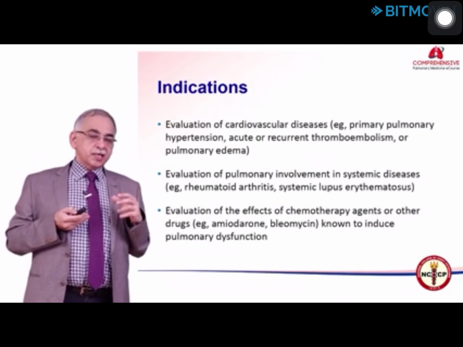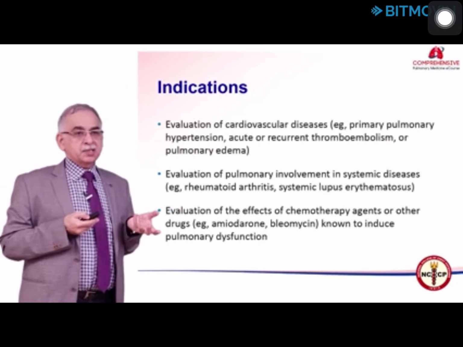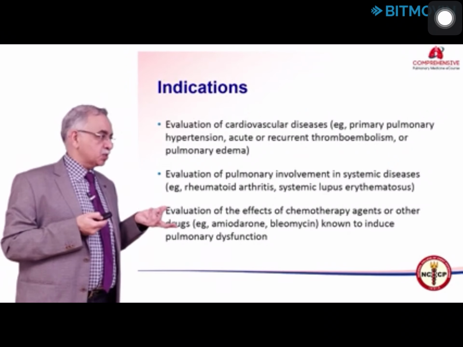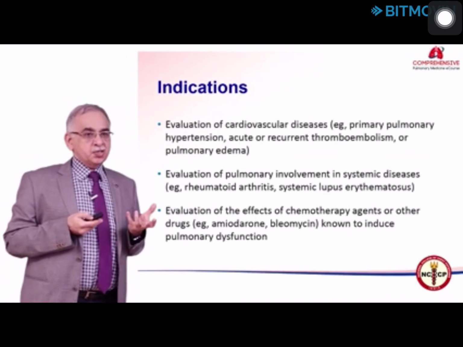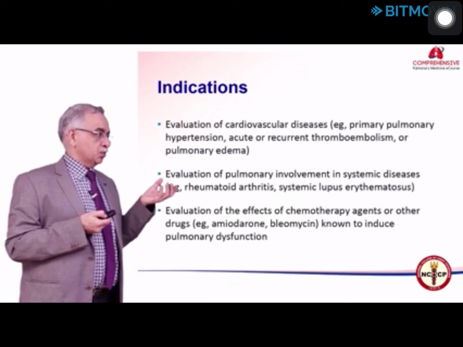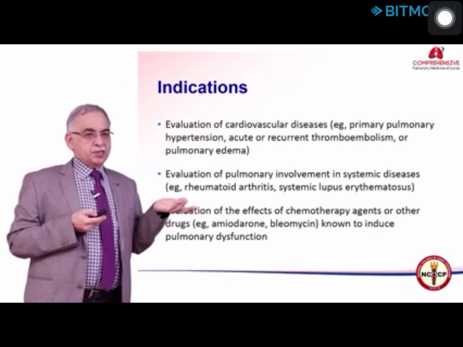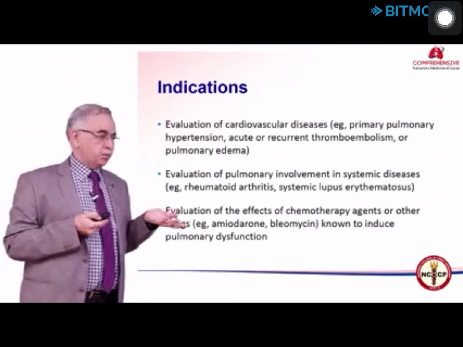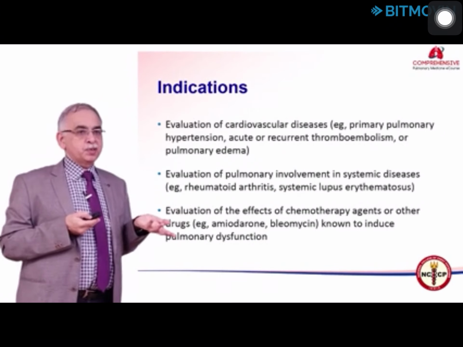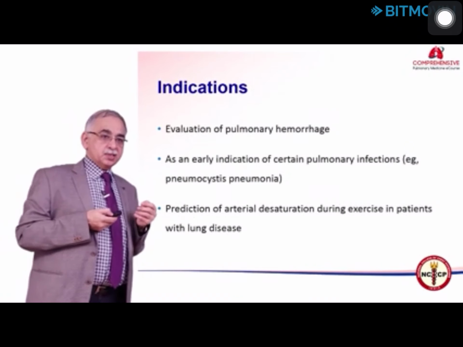There are drugs which can affect gas exchange, like amiodarone or drugs used as chemotherapeutic agents. These can affect gas exchange before the patient becomes symptomatic. So, during treatment with these drugs, a patient can be subjected to a test of diffusion capacity to detect early involvement of the lungs. Pulmonary hemorrhagic disorders.